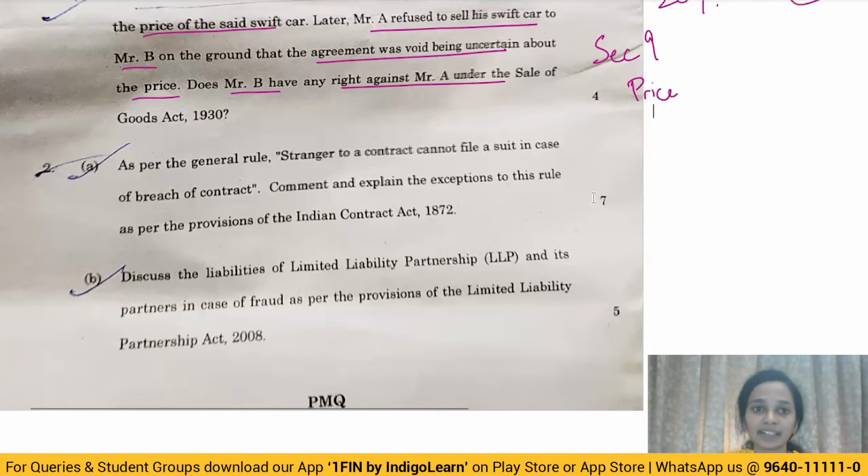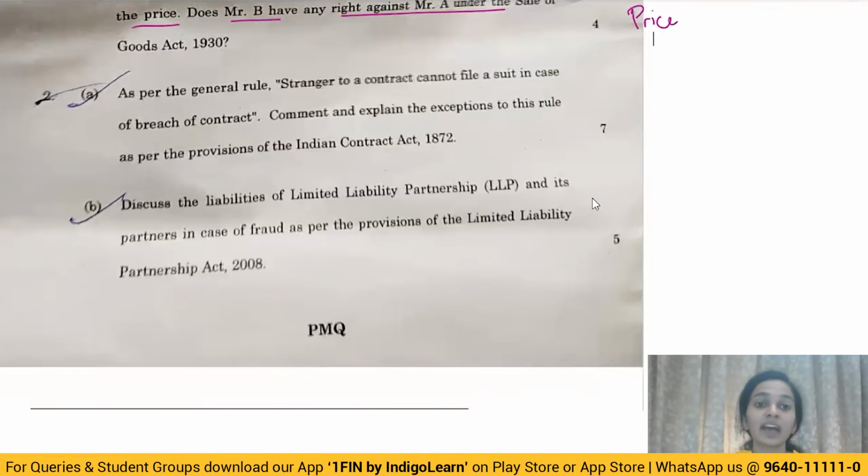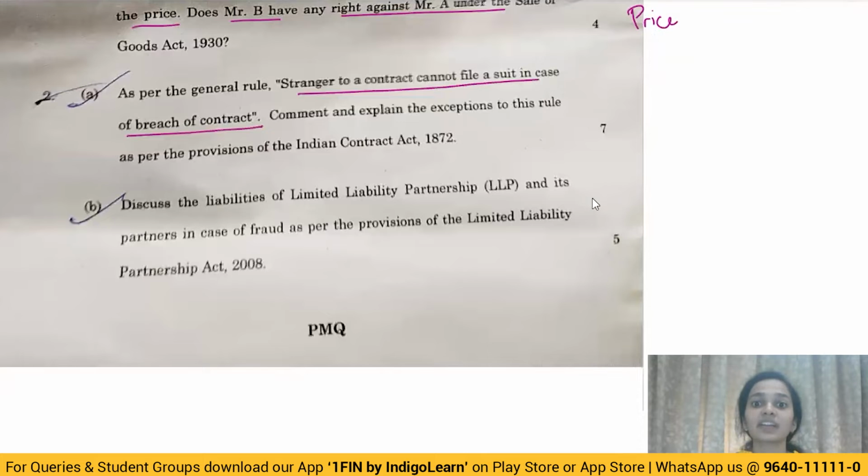So this is a direct question. As per the general rules, a stranger to a contract cannot file a suit in case of breach of contract. Comment and explain the exceptions to this rule as per the provisions of the Indian Contract Act. So this is again a straightforward direct question wherein you have to state all the exceptions to the rule that a stranger to a contract cannot sue.